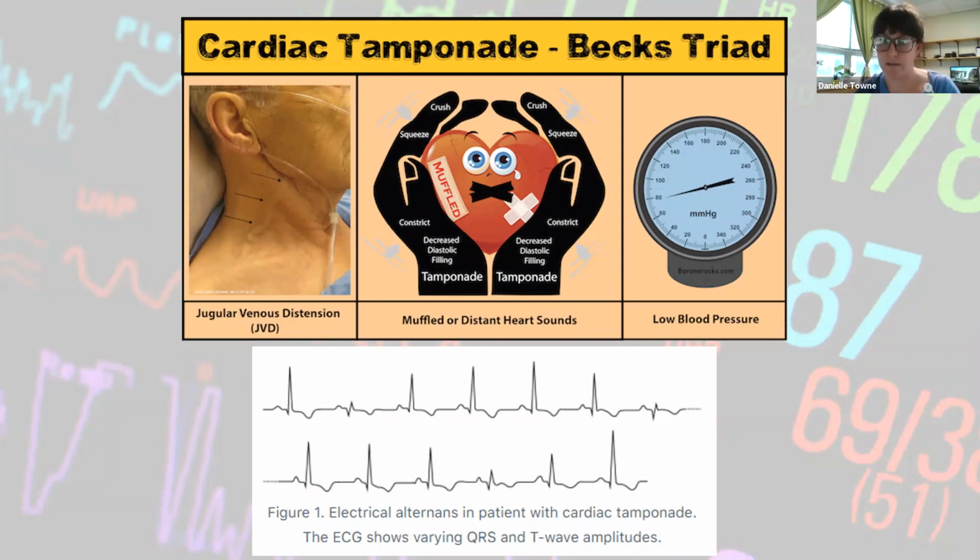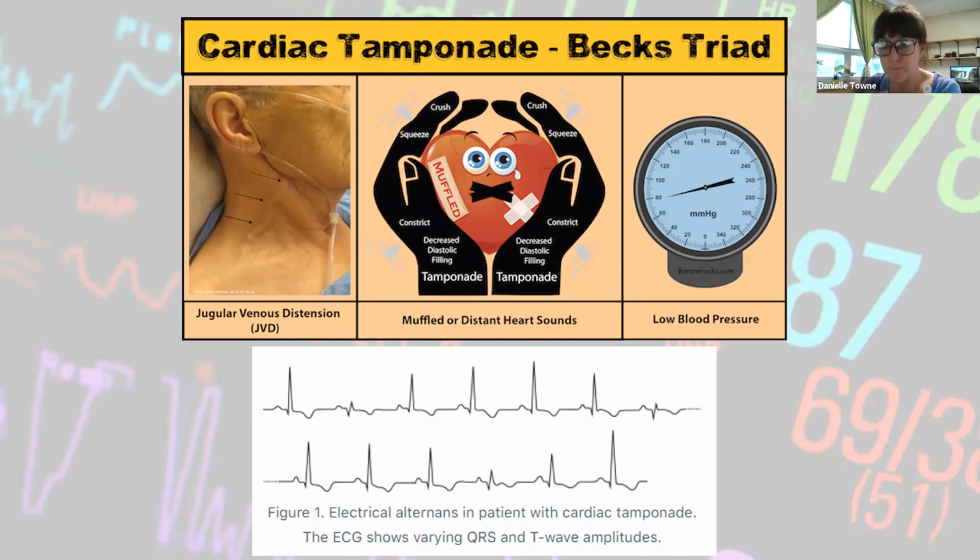Now, the muffled heart sounds are due to the expanding layer of fluid or blood in the pericardium. It's making it harder to hear the heart actually beat because now it's surrounded in this big bubble of fluid, so it's distorting the sound. Low blood pressure occurs because the volume of blood being pumped out is reduced, because the heart can't fill like normal, right? So you can see all three of these things. And that's why it's called Beck's triad, because it really is the most common symptoms you're going to see with this type of disorder.